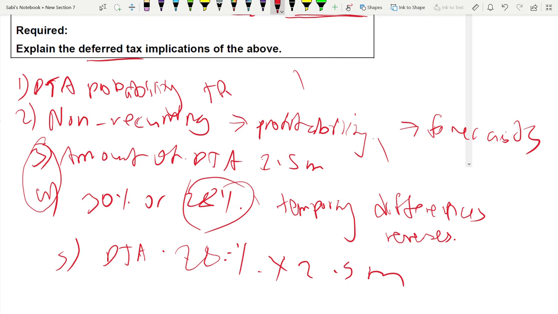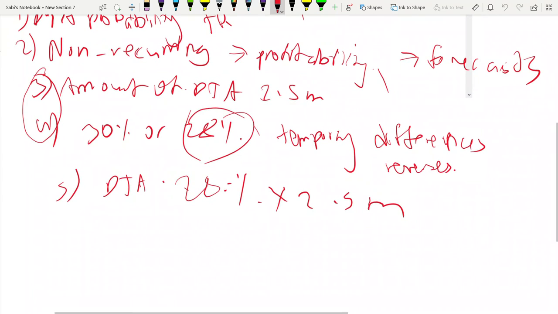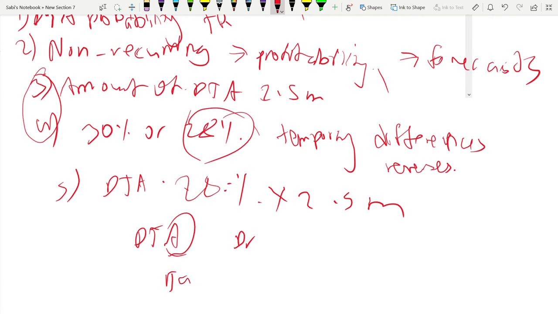Write debit credit. Have this habit of writing debit credit, or at least say it will go to this place or that place in SBR, it will help you. So this will be credited to the tax expense in the statement of profit and loss. Deferred tax asset debit, tax expense credit in the P&L. Again, I will write: DTA, deferred tax asset, it's an asset. The word asset itself says it's a debit. And tax expense credit in the statement of profit and loss.